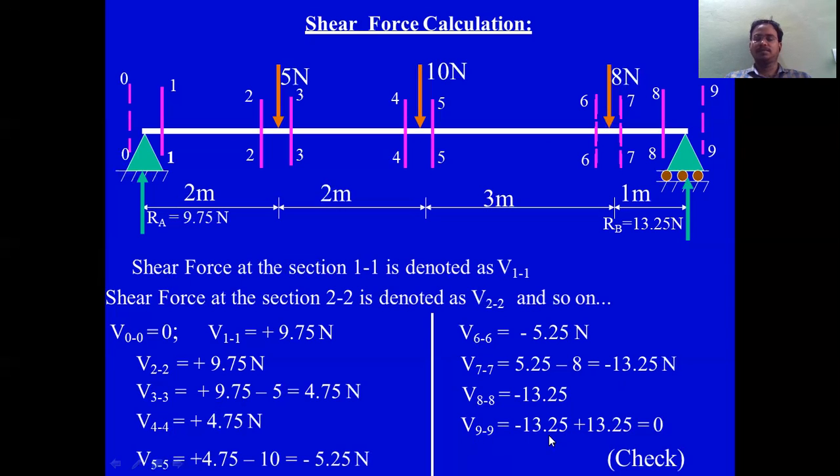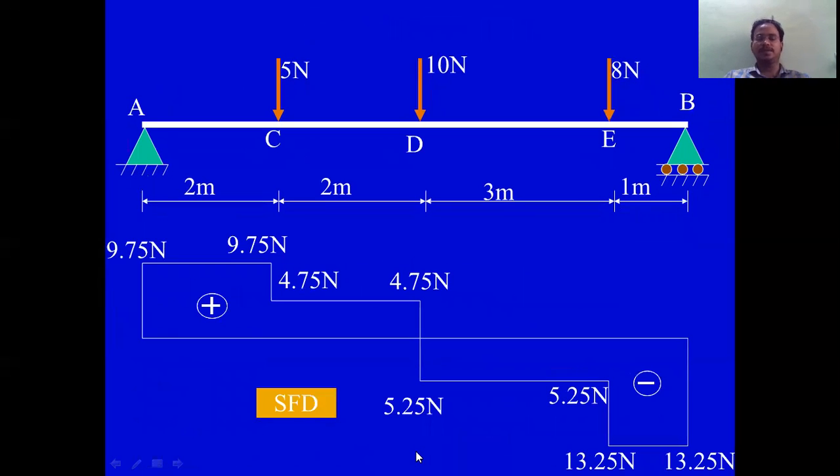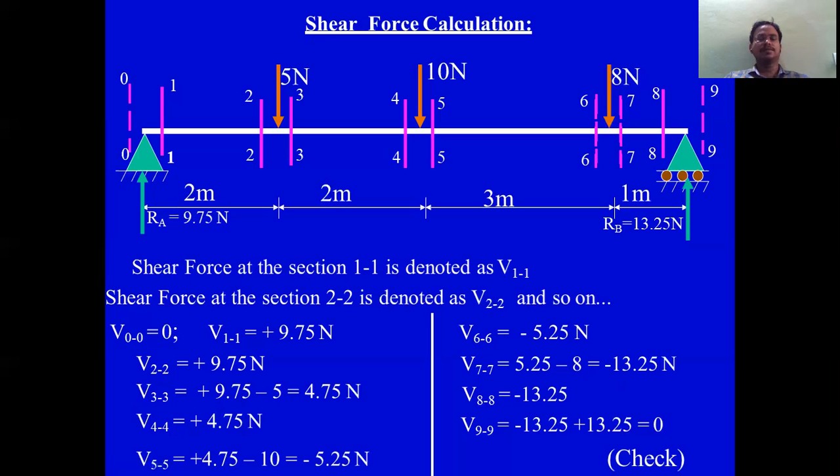And V at 9 is 0. There is no shearing here. Next, coming to the shear force diagram, we have 9.75 Newton here, and so we get V at different sections, whatever in the portions, that is A, B, we have different sections A, B, B, C, C, D, and D, E. At different sections, we are getting the shear force values.